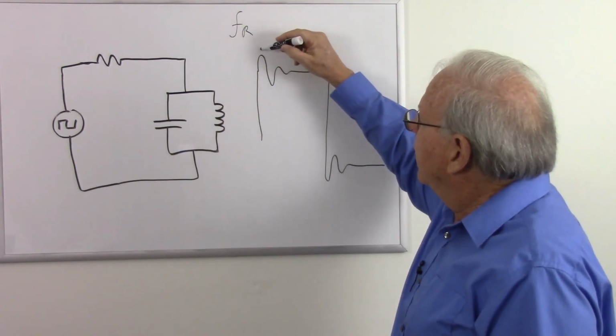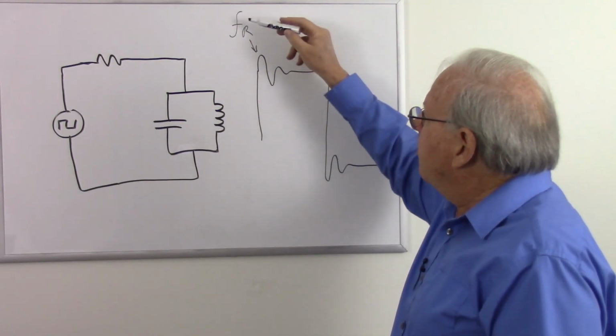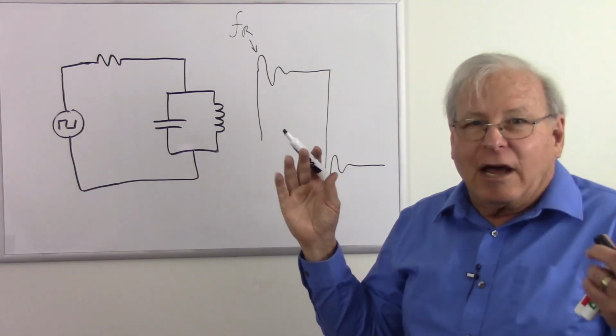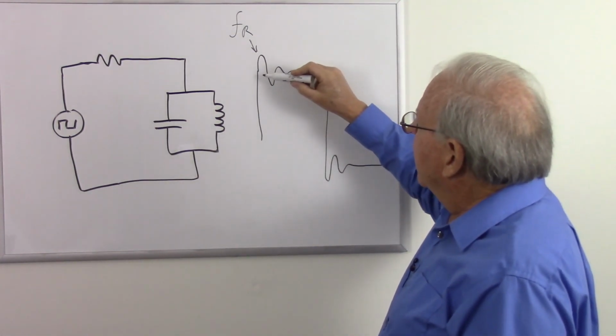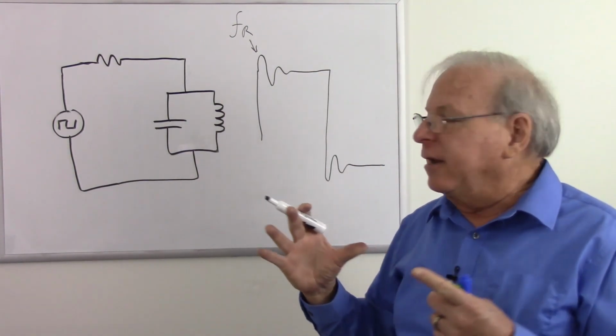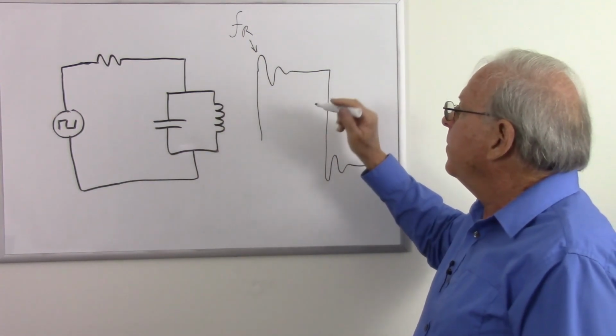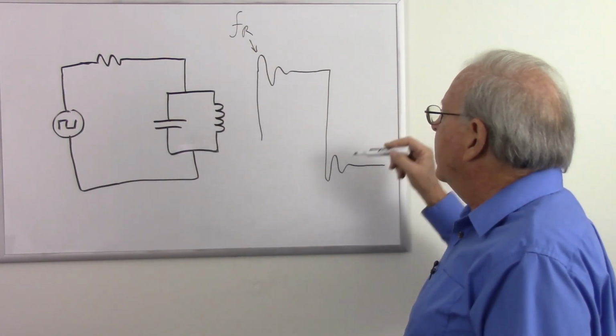So this circuit responds by what we call ringing, I don't know of a better thing to call it, of an oscillation that damps out quickly. That oscillation is dissipated as heat in the resistance of the coil, so it doesn't last very long. But we do get this oscillation at that frequency.